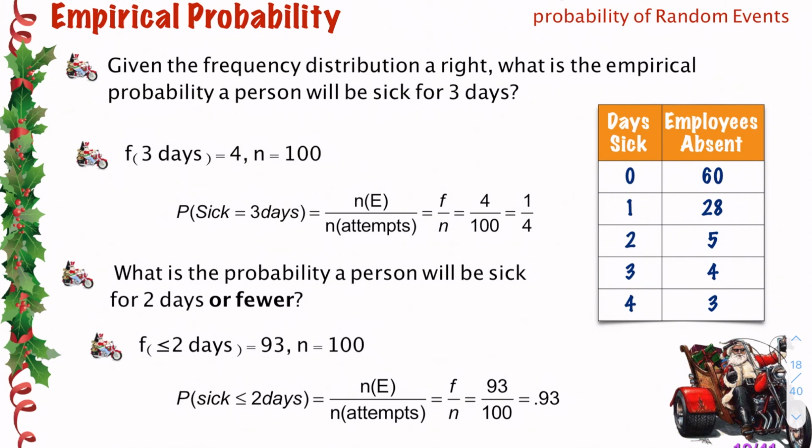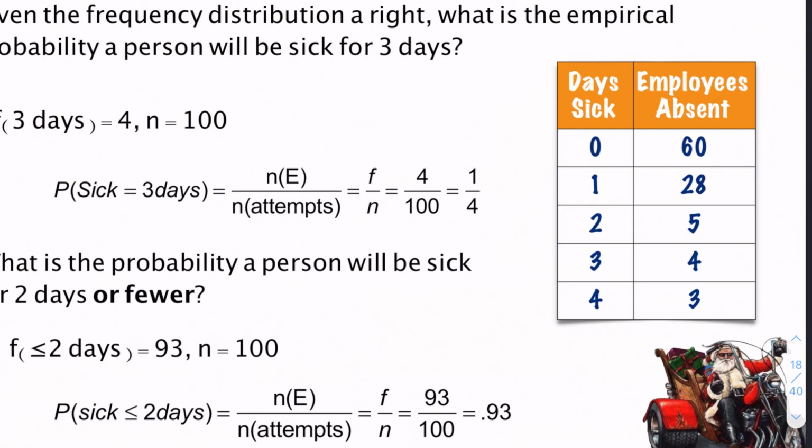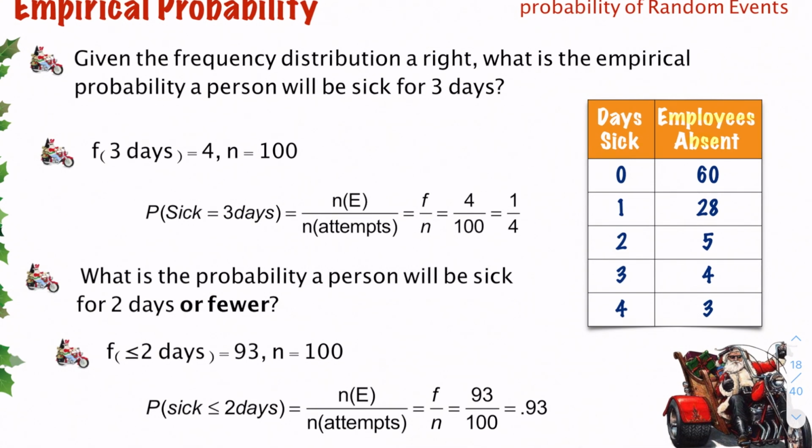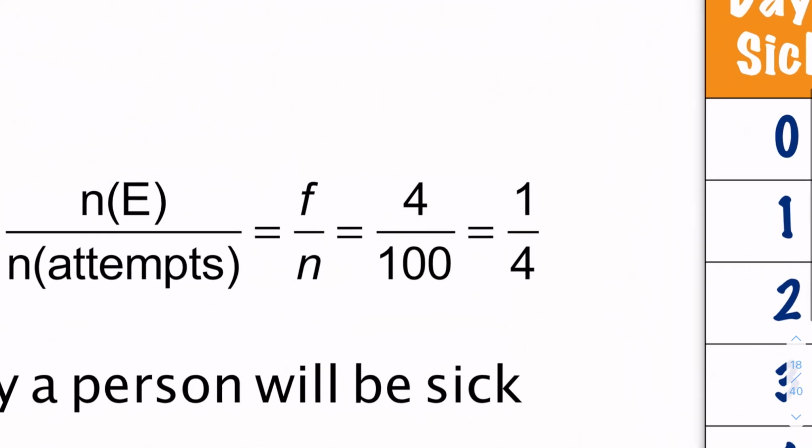So given the frequency distribution on the right, what is the empirical probability a person will be sick for 3 days? So I want to know, what's the probability someone's sick for 3 days? If I look at this, I notice that all of these employees who are absent sum up to 100. I've got 28 that are sick for 1 day, 5 that are sick for 2 days, 4 that are sick for 3, and 3 that are sick for 4. So I have 4 out of 100. That is not 1/4, Mr. Swenson. That would be 1/25.